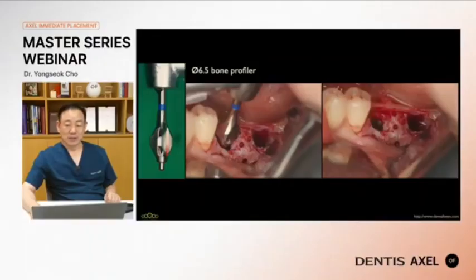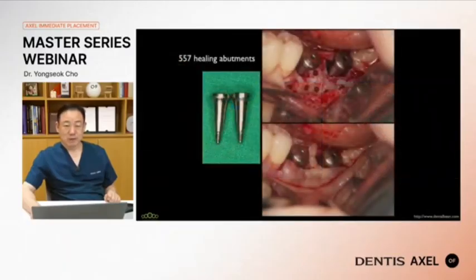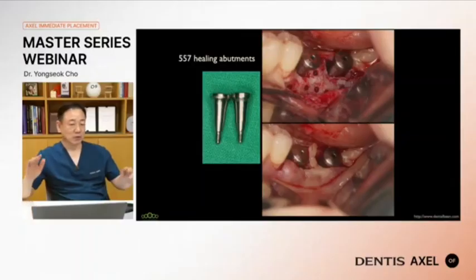Bone profiling was done to avoid interference of healing abutment with the bone. 5.7 millimeter healing abutment was selected, and because I want to do GBR in this case, between healing abutment, it is difficult to approximate the flap. In one stage surgery, I rotated the buccal flap simply.